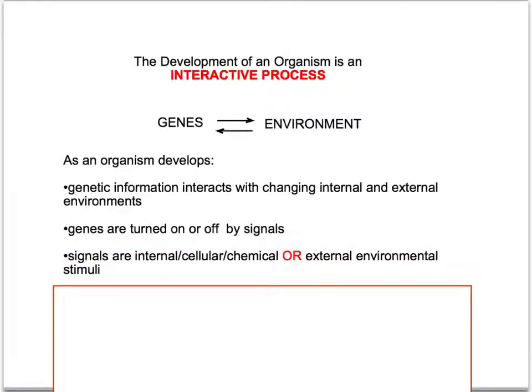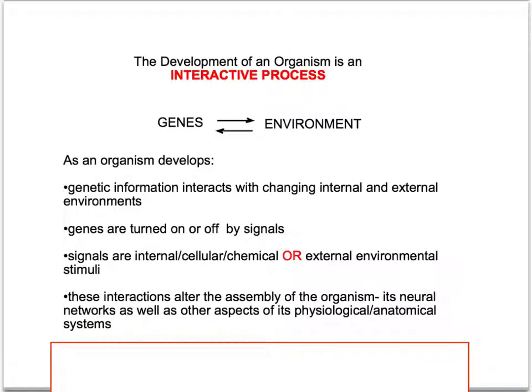Okay, so the signals that are turning genes on or off can be these internal cellular chemical signals, things like hormones that I've mentioned before, as well as enzymes, other kinds of internal chemicals that can go from the cytoplasm into the nucleus of cells. Or they can come from the external environment, and signals like light, like sound, like temperature, and even more complicated kinds of environmental stimuli can influence how genes are functioning.